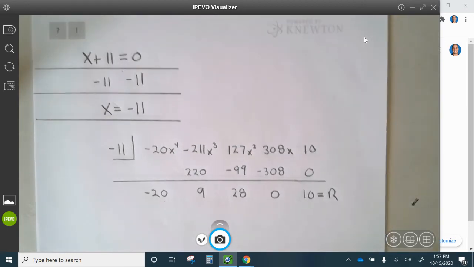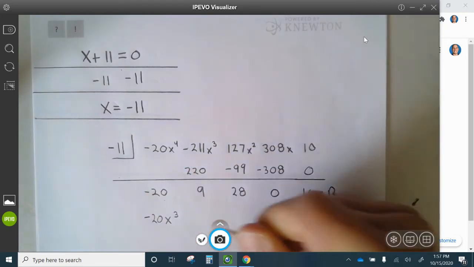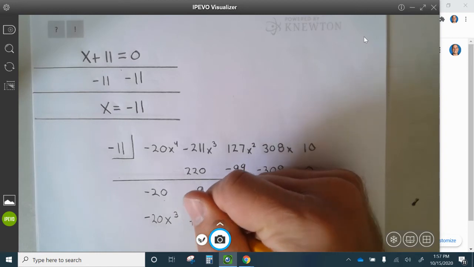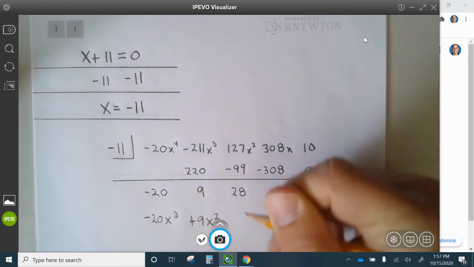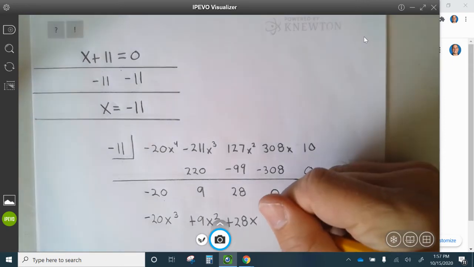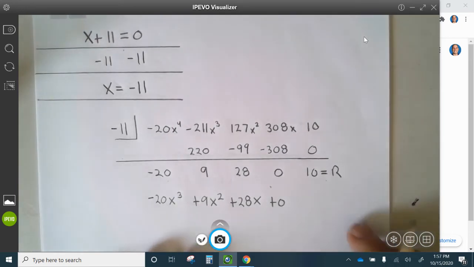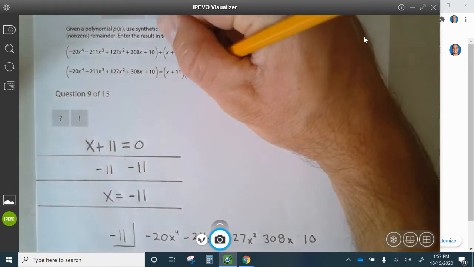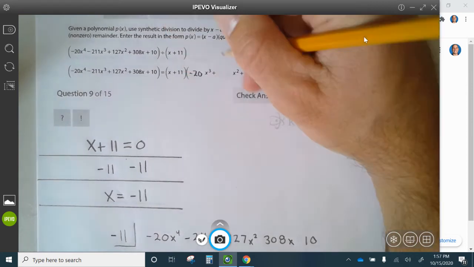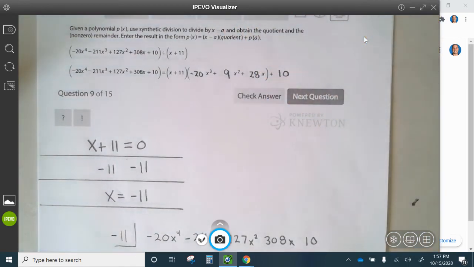So now, when you divide, you reduce the exponents by 1. So that's negative 20x cubed plus 9x squared plus 28x plus 0, and that's your remainder 10. Okay? So now let's fill it in. So that's negative 20x cubed plus 9x squared plus 28x. You don't have to put the plus 0 plus the remainder of 10. Okay, go ahead and finish up question number 9.